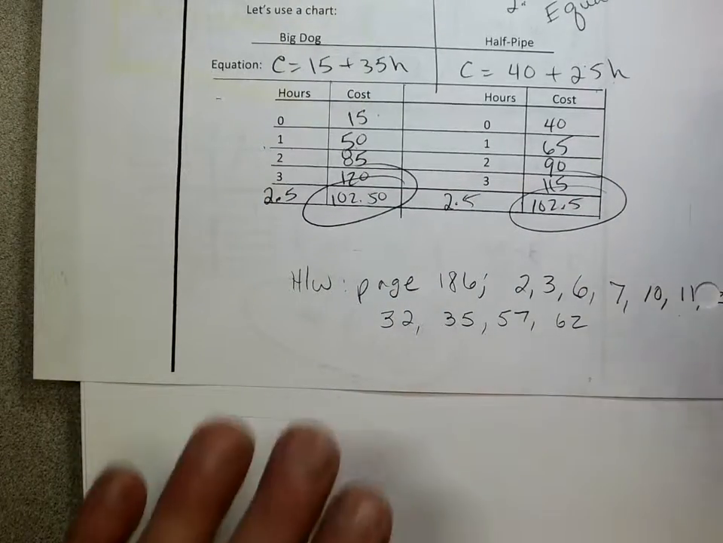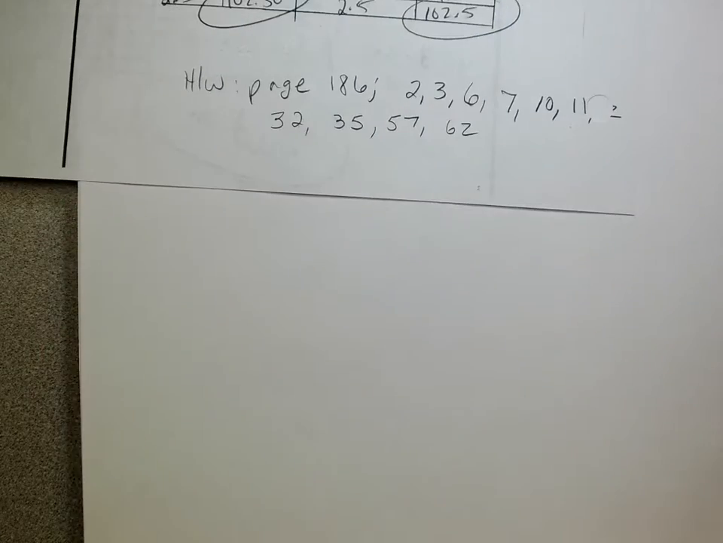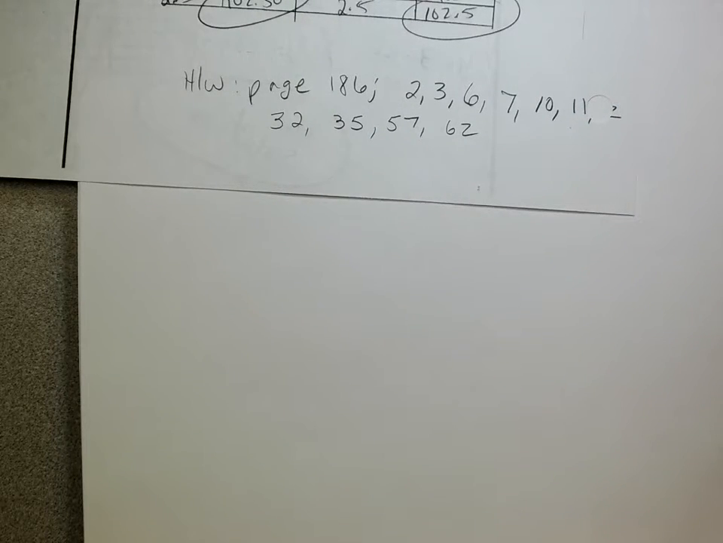All right, so today, homework. Probably going to need some graph paper. 186, 2, 3, 6, 7, 10, 11, 12. That's a 12. 32, 35, 57, 62.